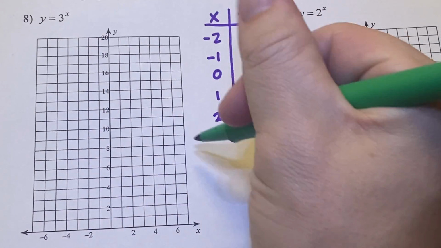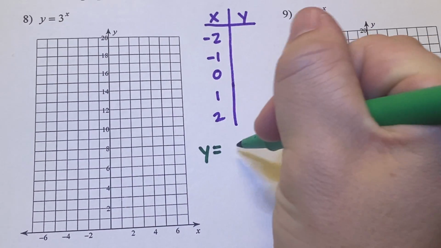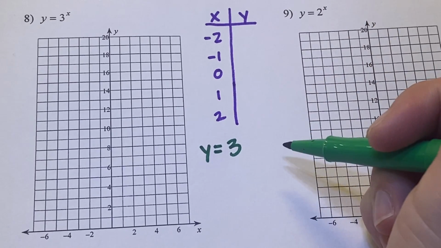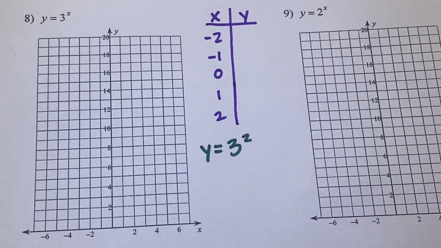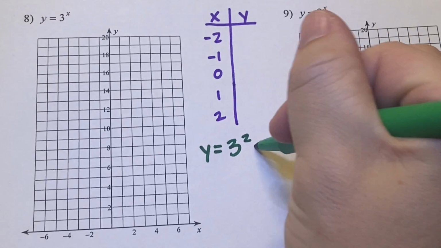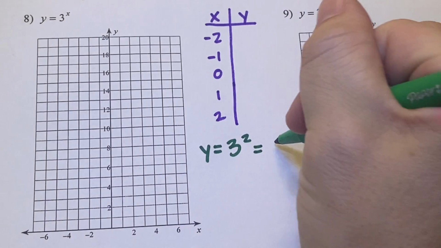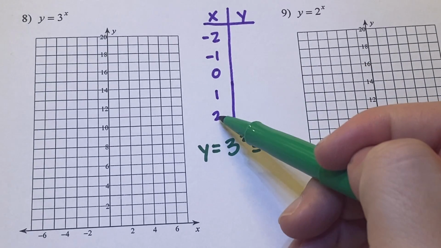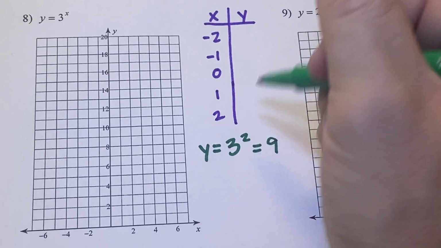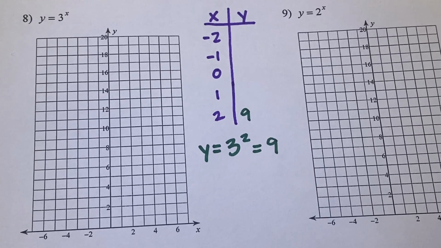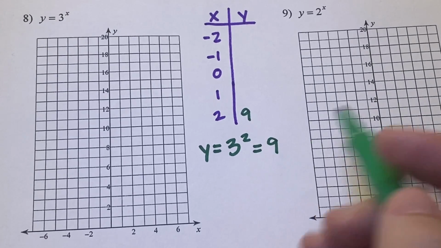So our equation is y equals 3 to the power of x. First one is 2. What is 3 squared, you guys? What's that going to give me for my y? 3 times 3? 9. Okay, so when we plugged in 2 to the x spot, we got 9. Right? 3 squared is 9.